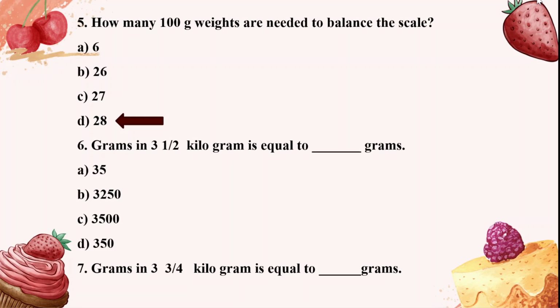Half a kilogram contains 500 grams. So 3500 grams will be in 3.5 kilograms. So that is also a very easy question that you know very well.